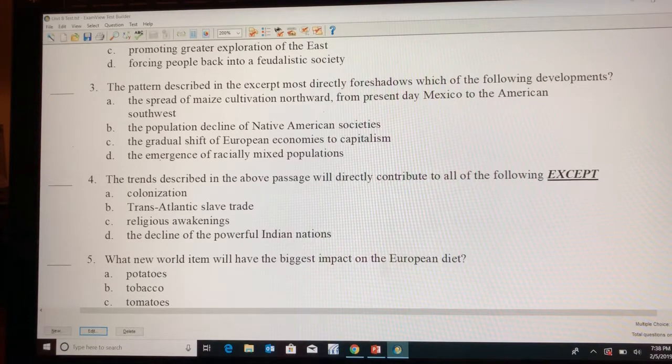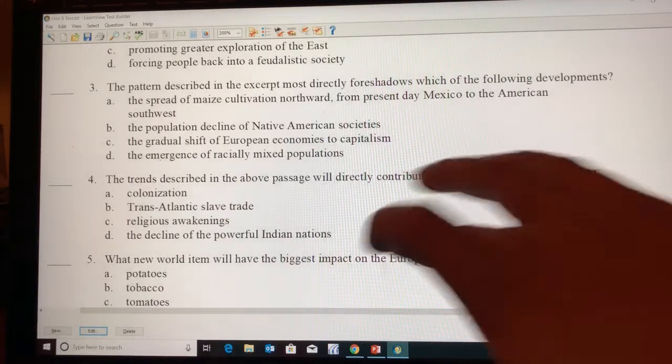Foreshadow, predicting. Is there going to be a gradual shift of European economies to capitalism because of what they bring over to America? In Europe, they're going to ship over to a free market. Are we going to see the emergence of racially mixed populations because of the food they bring over and because of the pathogens? So according to those two things, because of the food, because of the pathogens, which one of these things is going to happen? Talk about it as a class, come up with the answer, and Ms. Morgan will tell you if you're right or not. She'll pause me right now, and I'm going to move on to the next question.